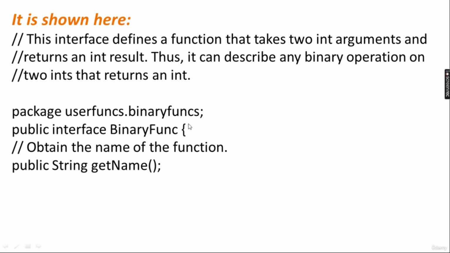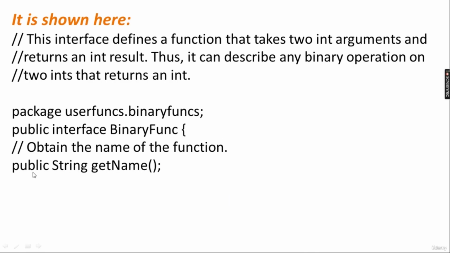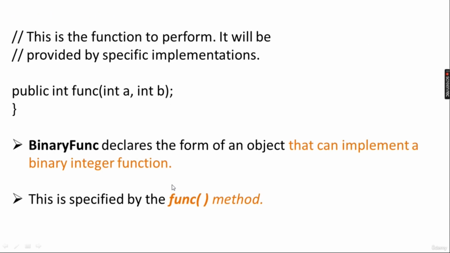Package user functions dot binary functions, public interface BinaryFunction. This we are going to add. Obtain the name of the function: public String getName. Okay, so it is only getting the name and it is abstract, so it does not have a definition. This is the function to perform. It will be provided by the specific implementation. Public int function(a, b). Two integer parameters, returning the result as an integer.